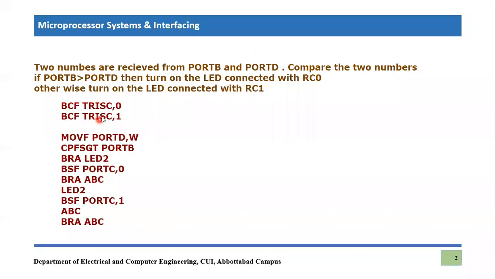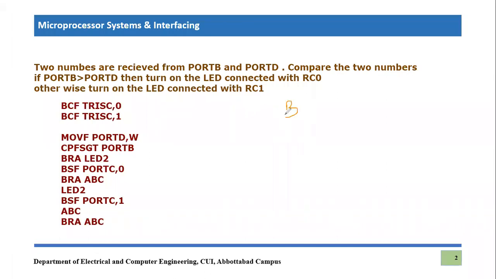Okay, let's understand the code. First of all, what we are doing: BCF TRISC comma 0 and BCF TRISC comma 1. So we are declaring these two pins as output pins because we are just clearing their corresponding TRIS bits, right? Then we move F PORTD comma W. That means we know that two numbers are being received through port B and port D.